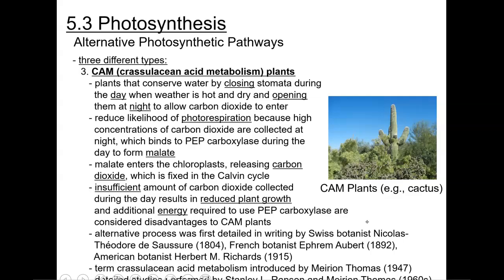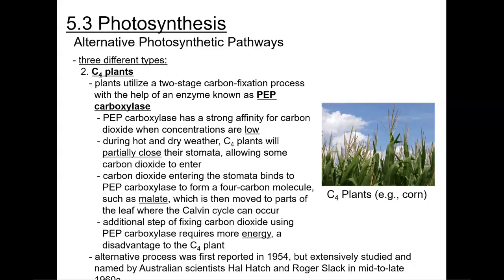The next one is going to be CAM. Oh, sorry, C4. I must have gone too far. So the C4 is going to be your corn. You have wheat in the other one. This is going to use a 2-stage carbon fixation process that involves an enzyme known as PEP carboxylase, which has a strong affinity for carbon dioxide when the concentrations are low. So during hot, dry weather, these C4 plants will partially close their stomata and allow the carbon dioxide to enter. So they don't close it all the way.